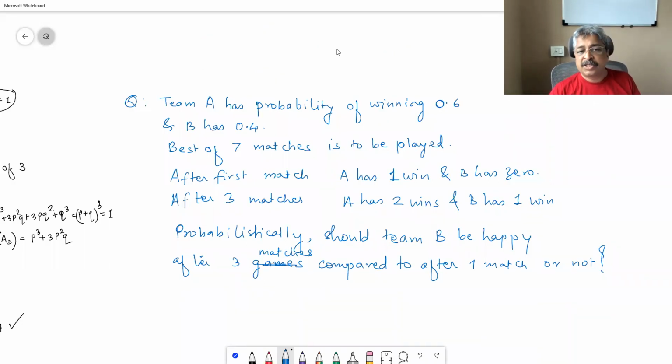Okay, next question is, team A has probability of winning 0.6 and B has probability of winning 0.4. Best of 7 matches is to be played. After first match, the score is 1-0. A is 1, B is 0. After 3 matches, score is 2-1. Probabilistically, should team B be happy after 3 matches compared to after first match or not? Do probability calculations and tell me the answer.